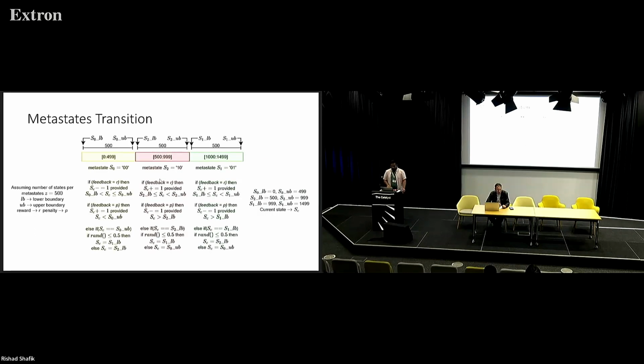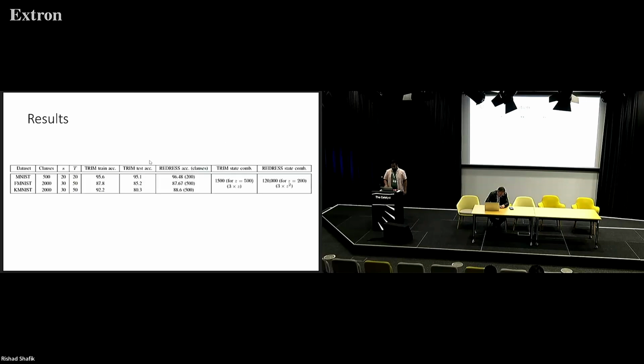So these are the states. The meta state 00 will range from, let's say we have 500 states for each meta state. The number of states is 500. So this will range from 0 to 499, 500 to 999, and so on. And then if it reaches, let's say over here, the state value 499 and there is a penalty, then it will go to another meta state depending on the random number comparison. So these are state transitions between different meta states.